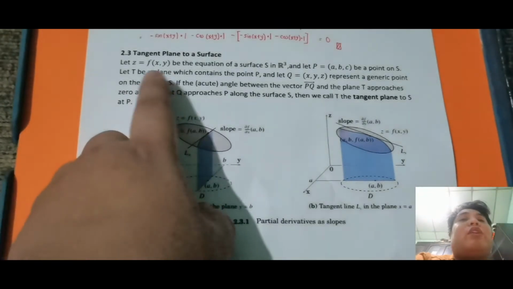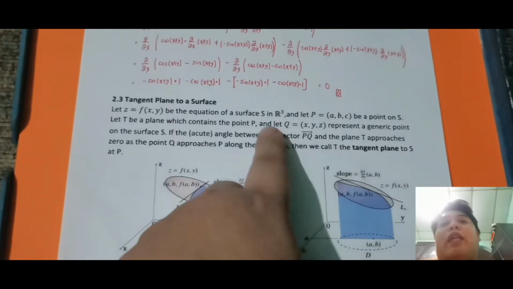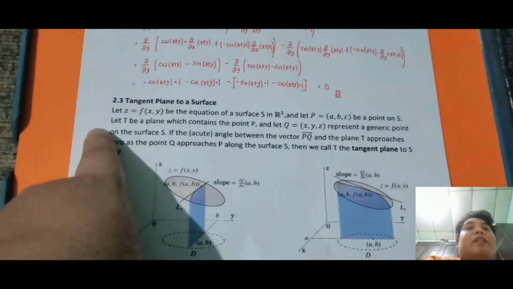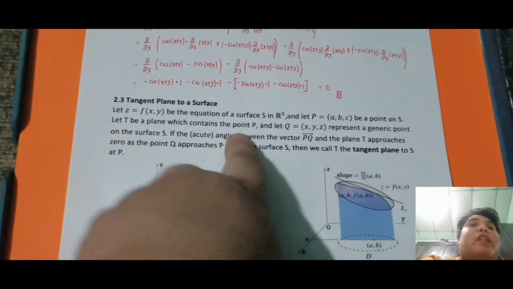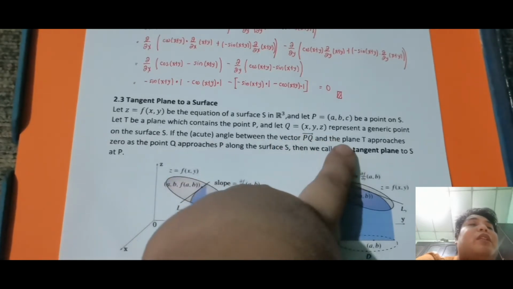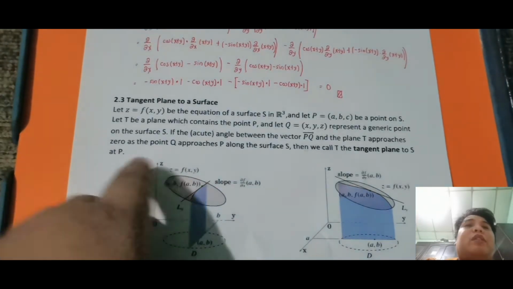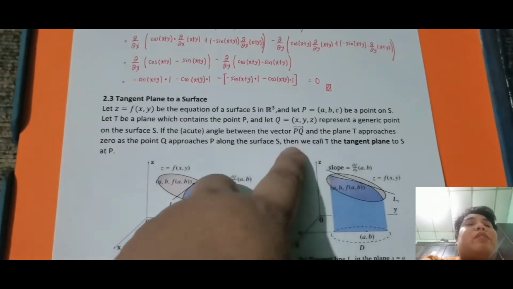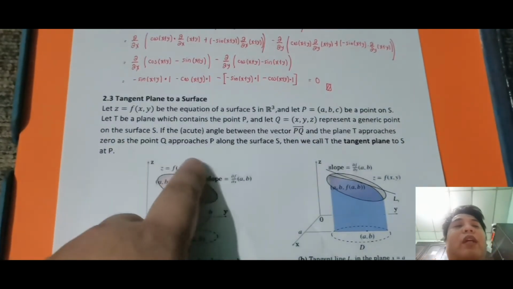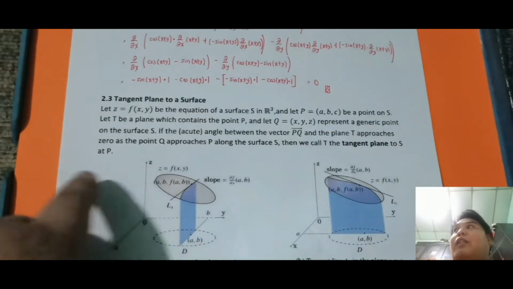Okay, so let z is equal to f of x comma y be the equation of a surface S in R cube. Again, R cube, and let P be a point A comma B comma C be a point on S. So let T be a plane which contains a point, and let Q be equal to the coordinate x comma y comma z represent the generic point on the surface S. Now, if the acute angle between vector PQ and the plane T approaches 0 as the point Q approaches P along the surface S, then we call T the tangent plane to S at P.